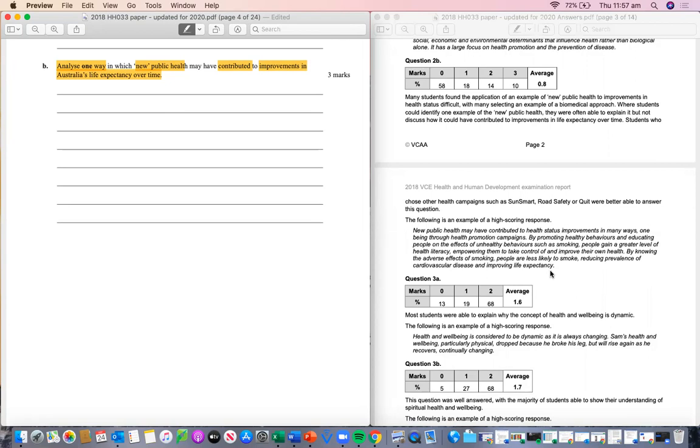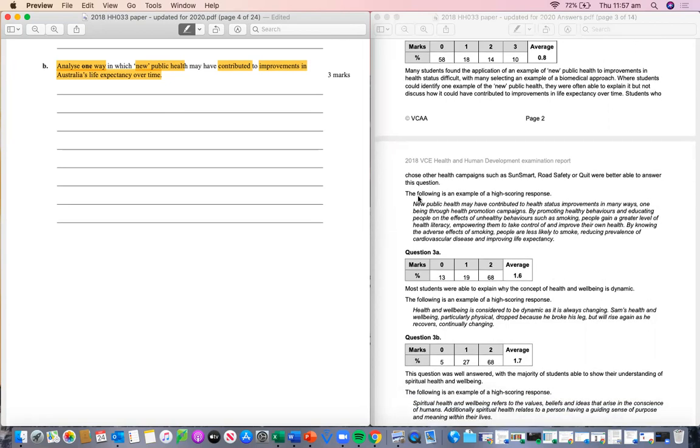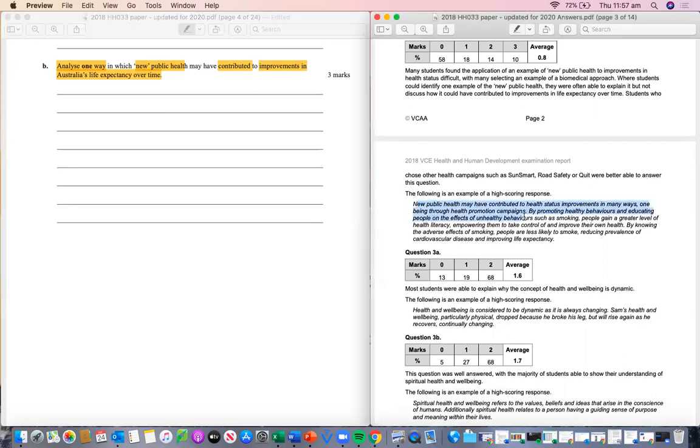So the example of a high scoring response here says that new public health may have contributed to health status improvements in many ways. One being through health promotion campaigns. So again, this is your key thing to look at here, and then you can go to a variety of avenues from this. By promoting healthy behaviors and educating people on the effects of unhealthy behaviors such as smoking, people gain a greater level of health literacy, empowering them to take control and improve their own health. By knowing the adverse effects of smoking, people are less likely to smoke, reducing prevalence of cardiovascular disease and improving life expectancy. So that's where the 3 marks came from.